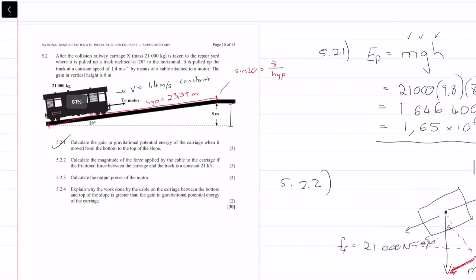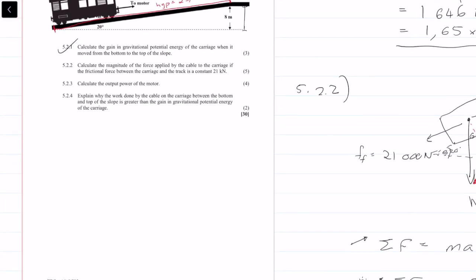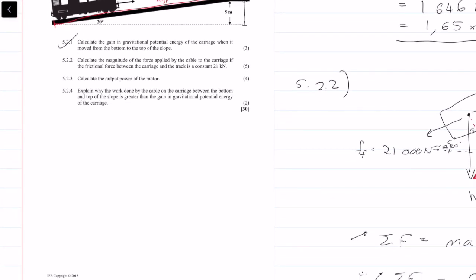Okay, looking at the next question, 5.2.3. I know this is a bit of a mess with me doing it everywhere, but I will figure out a better system. But I don't think it's too hard to follow.